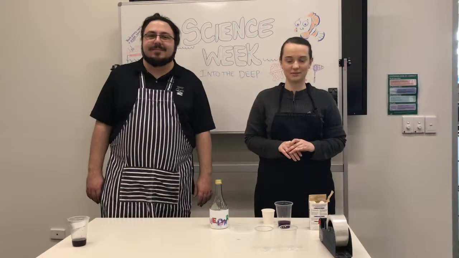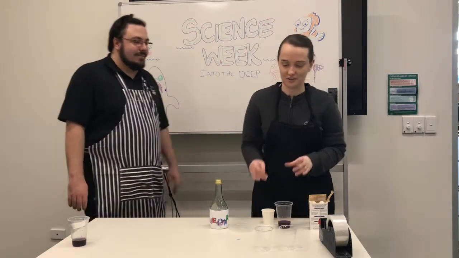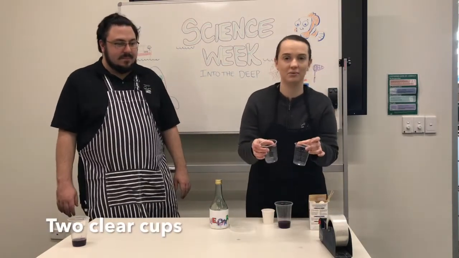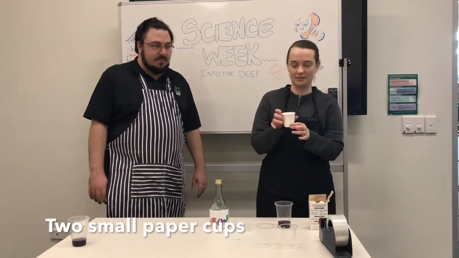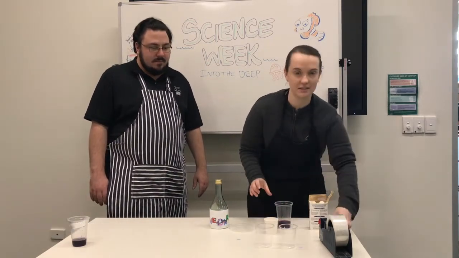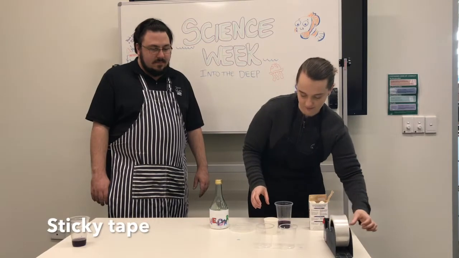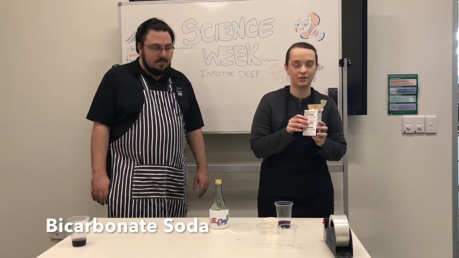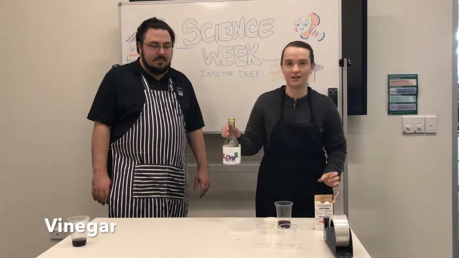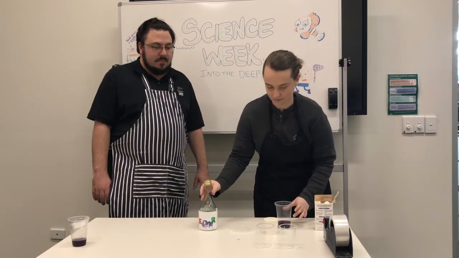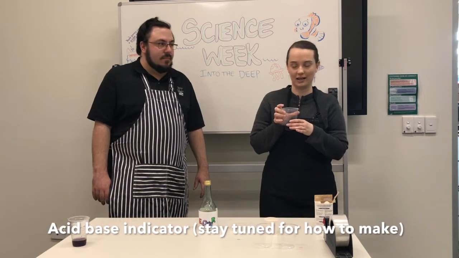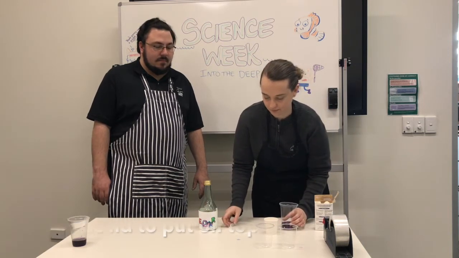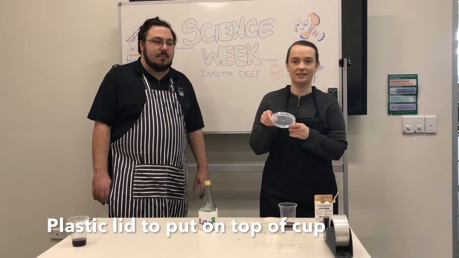So for the experiment you will need 2 clear plastic cups, 2 smaller paper cups, some sticky tape, some bicarb soda, some vinegar, the acid base indicator that we're going to talk about a little bit later on, and a plastic lid.